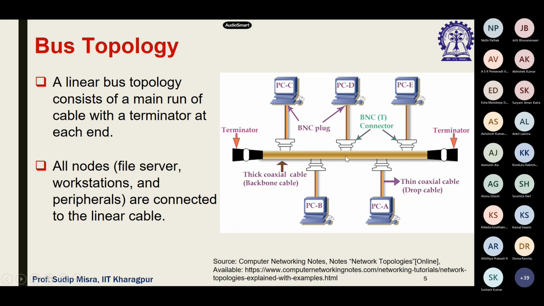So the main point is that you have one big thick coaxial cable, which is called the bus, and onto the bus these different computers are going to drop into the bus with the help of thin coaxial cables. So this is a thick coaxial cable, and these are the thin coaxial cables.